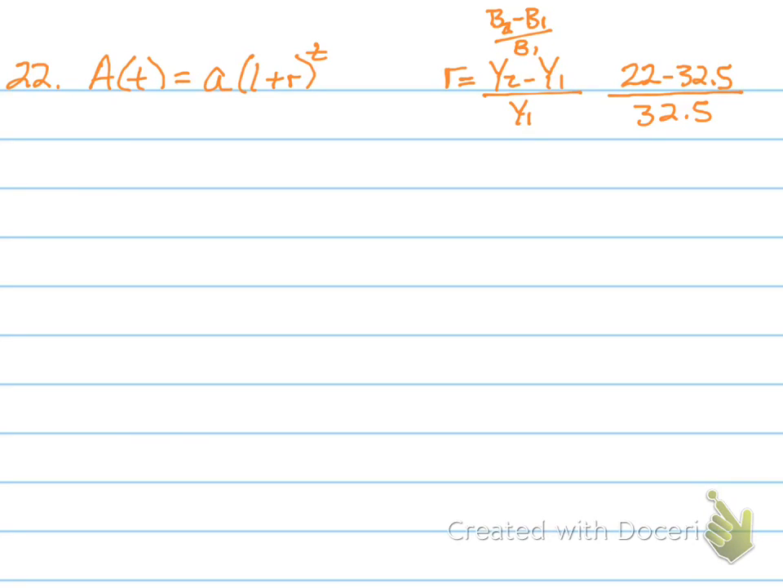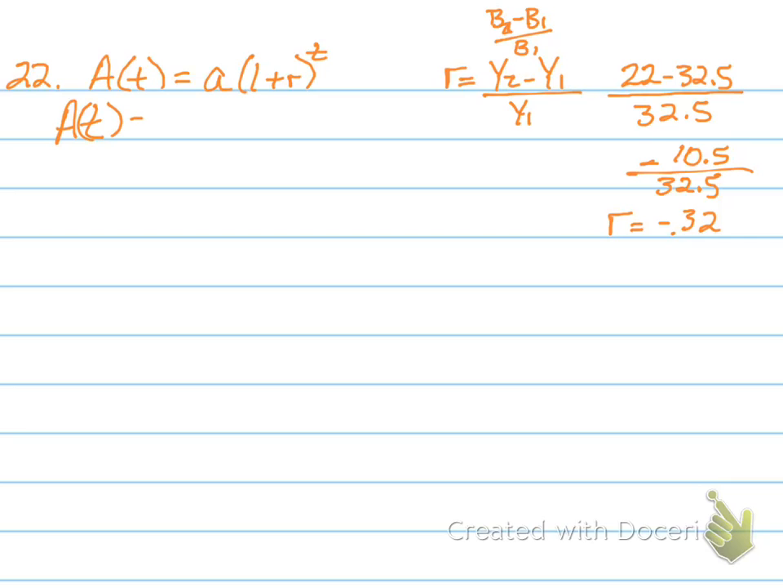So that gives us 22 minus 32.5, which is negative 10.5, divided by 32.5. And that gives us a rate of negative 0.323. Okay, so let's go with just 2 decimal places on that. So negative 0.32.